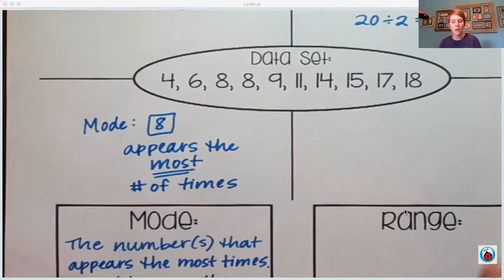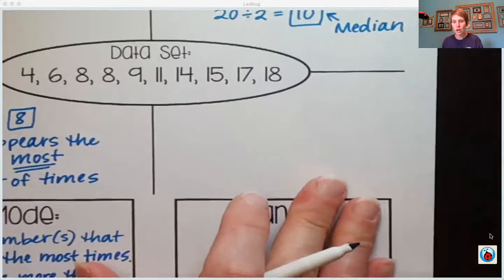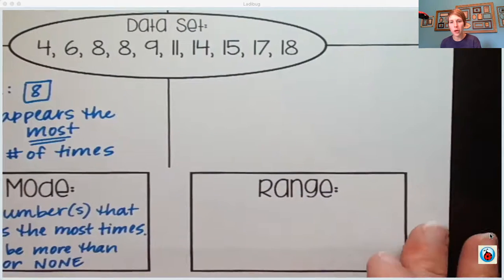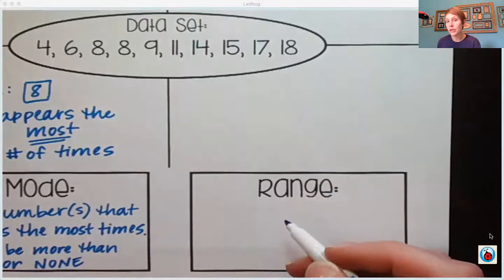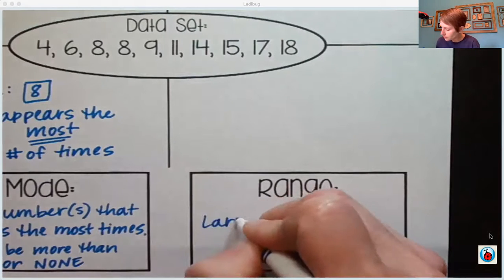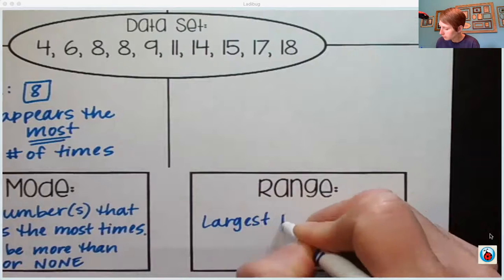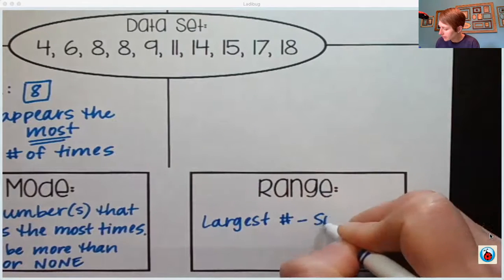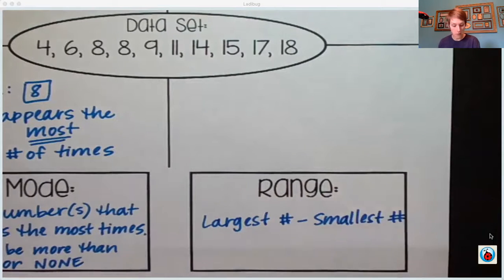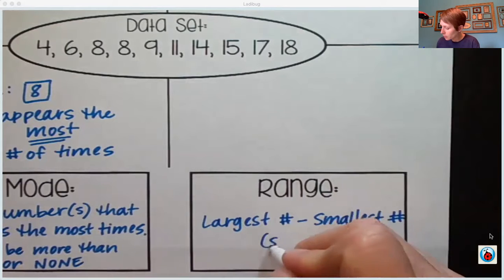All right. Okay, let's go over here to range and talk about what that means. Range, you're going to do a super simple subtraction problem to figure him out. After your data is in order, least to greatest, you're going to do your largest number minus smallest number. That's all there is to it. So you're going to do a subtraction problem.